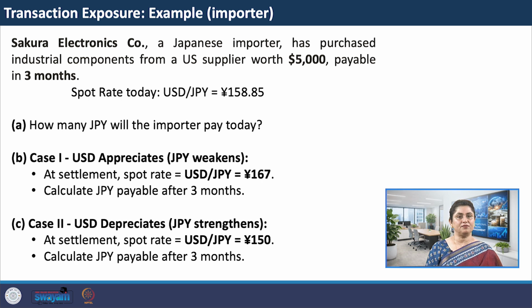and he has purchased industrial components from a US supplier worth $5,000 payable in 3 months. We have been given the spot rate, Japanese yen in USD quotation. Now we have been asked how many Japanese yen the importer will pay today, and what is going to be the scenario when the USD appreciates, that means USD becomes equal to yen 167. We have to calculate Japanese yen payable after 3 months, and in case 2, if the USD depreciates, that means the Japanese yen strengthens, then what is going to be the Japanese yen payable after 3 months.